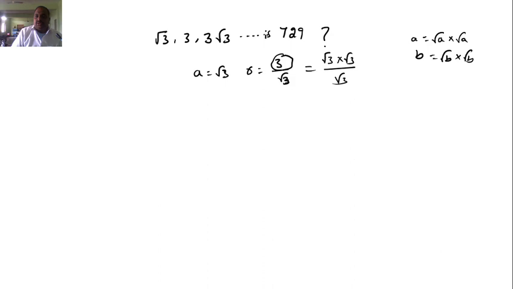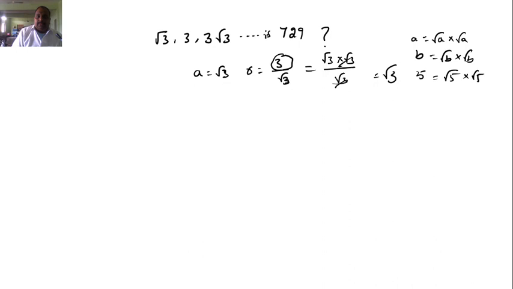So we can write a rational number as a product of two irrational numbers, the same numbers. Suppose 5 is the number, we can write it as root 5 into root 5, because root 5 into root 5 will again become 5. So here root 3 and root 3 cancel, that is equal to root 3. So the common ratio r is root 3 and the first term is also root 3.